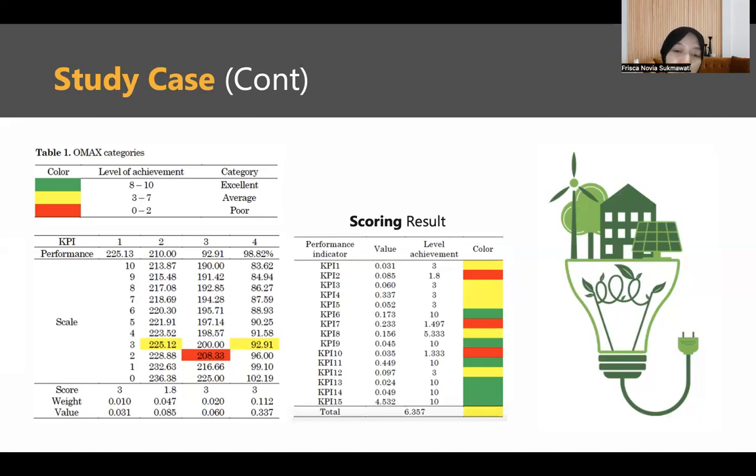Finally, guys, that was a short explanation about the SCOR model. We can meet another time to discuss AHP or OMAX calculations maybe.